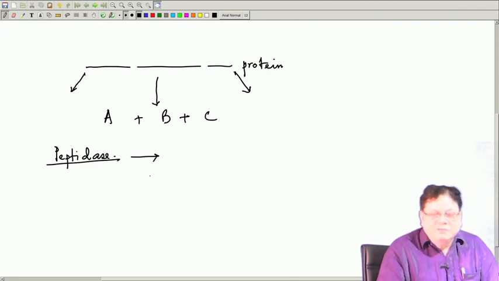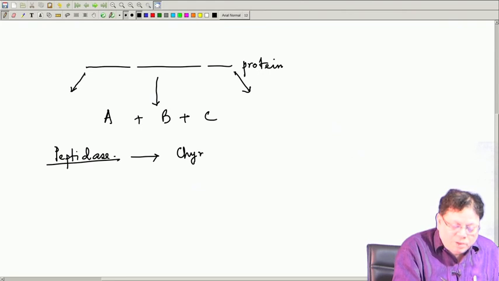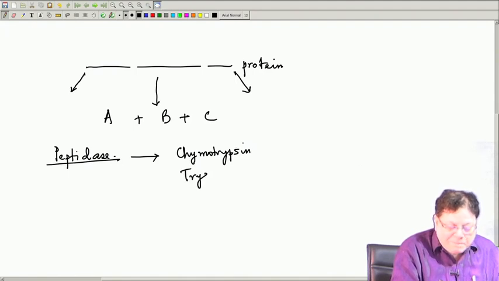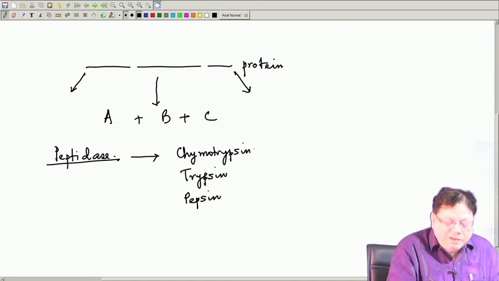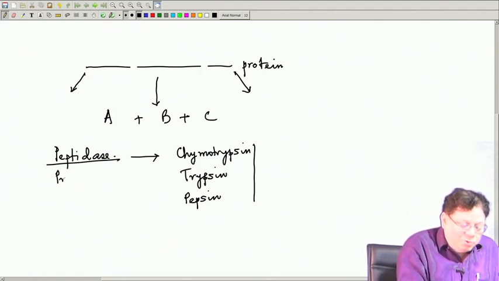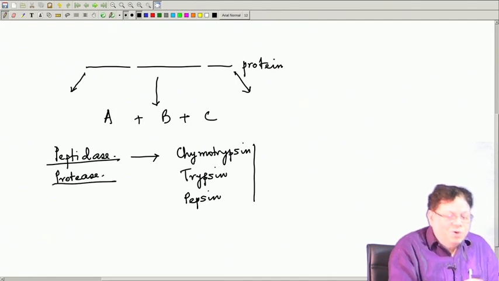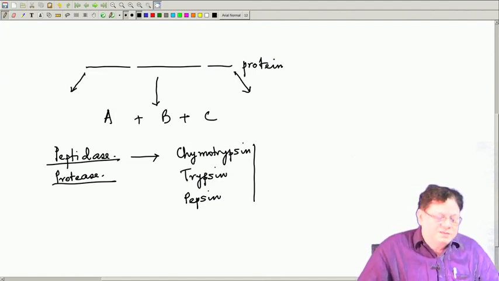They are all naturally made, and one particular one is called chymotrypsin, another one is called trypsin, then you have pepsin. These are some of the proteases or peptidases. You can also call them proteases, because they are breaking the peptide bond, breaking the protein into parts. Sometimes they are called proteases, sometimes peptidases.